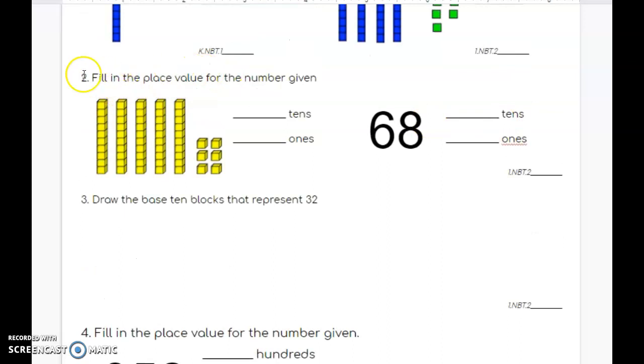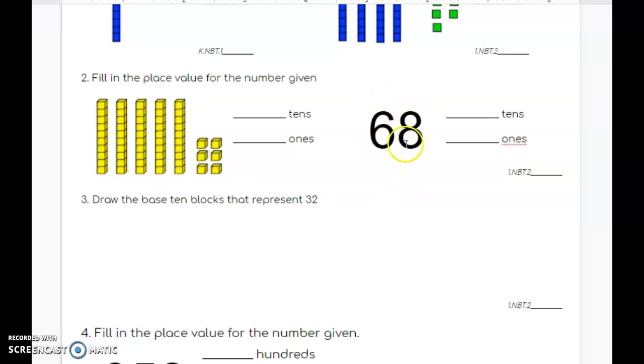Number 2, fill in the place value for the number given. The first one shows you base 10 blocks with longs and cubes. You're going to count that number up and then tell me what number of tens and what number of ones. So what's in your tens place for that number? What's in your ones place for that number? Remember, you can use your base 10 blocks to help you.